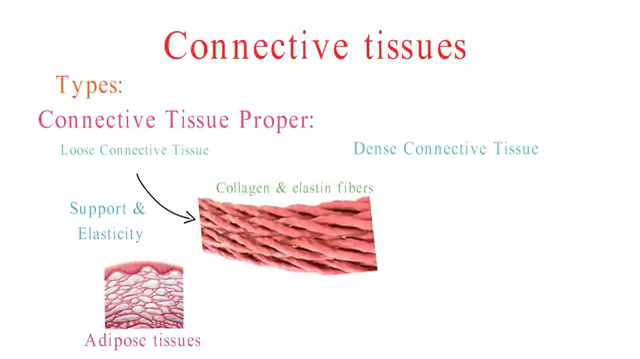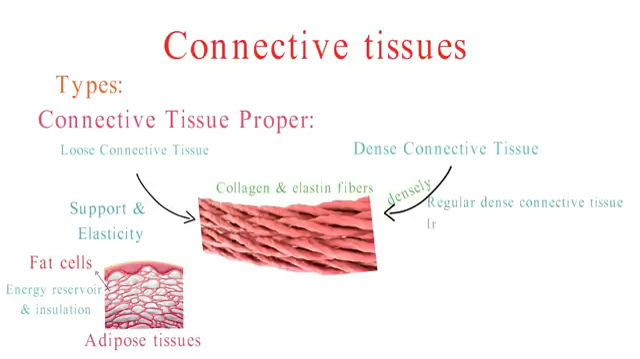Adipose tissue, a type of loose connective tissue, is primarily composed of fat cells and serves as an energy reservoir and insulation. Dense connective tissue, on the other hand, is densely packed with collagen fibers and can be further categorized into regular and irregular dense connective tissue.